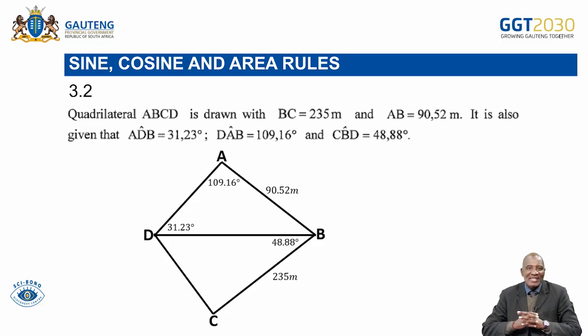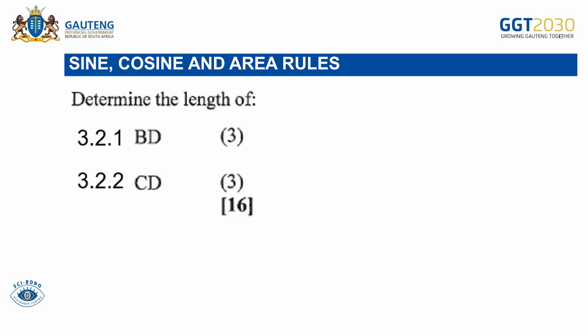I want you to take down this question because we have done a similar question in the first few minutes of our lesson for today. Then take down the sketch, take down the story. We'll just summarize and see what we have so that you can go and do it on your own. Having taken down the question, it says determine the length of BD for 3 marks. Determine the length of CD for another 3 marks.